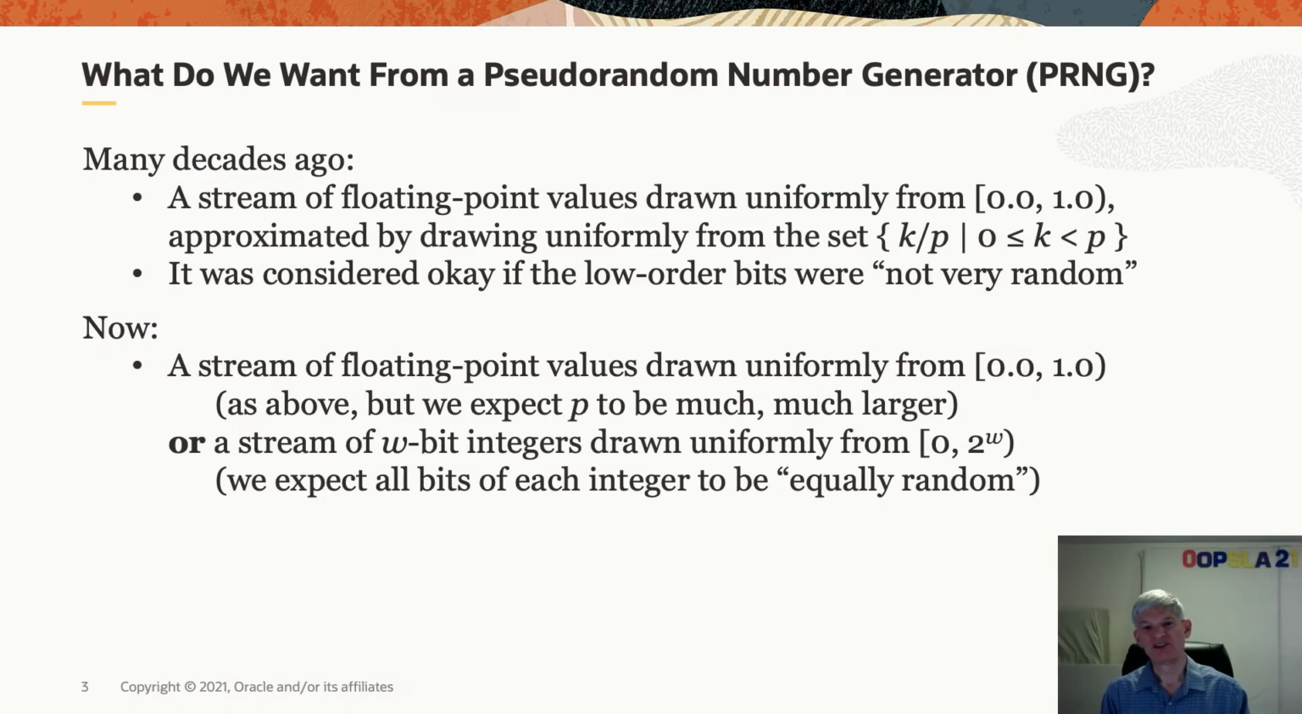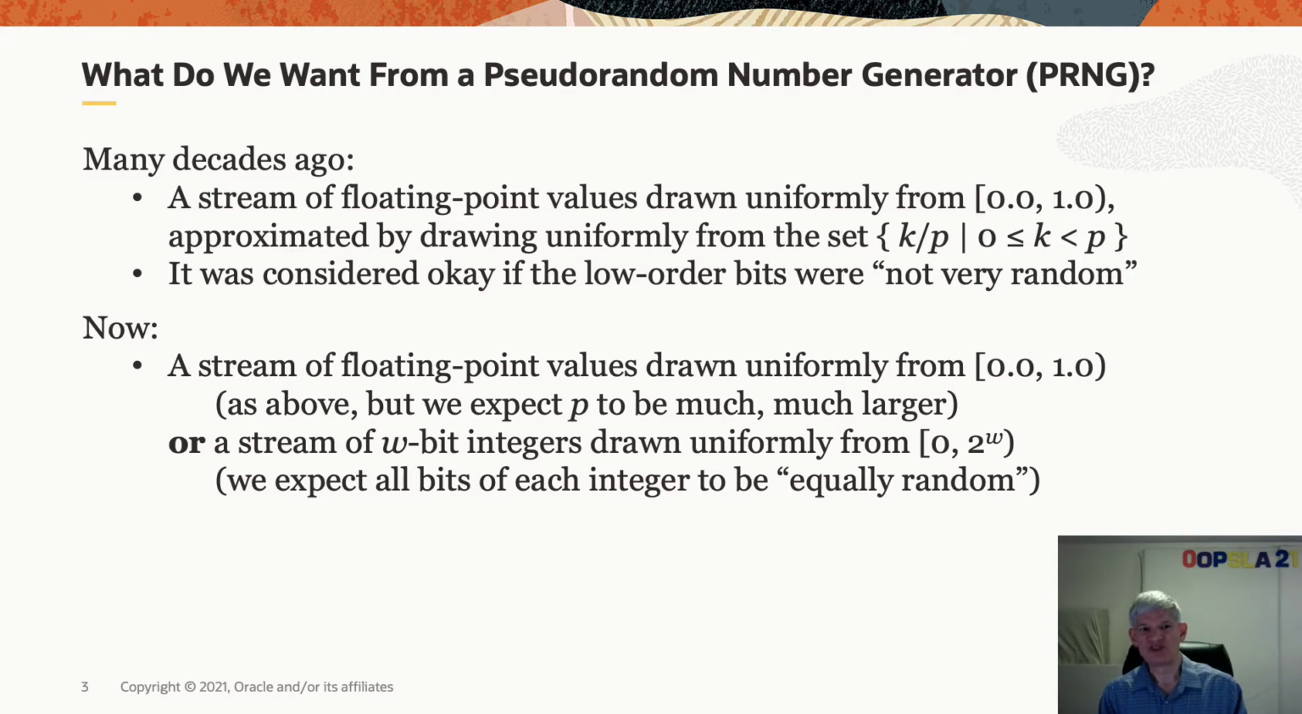Pseudorandom number generators have been around for about 7 decades now. Back in the 1960s, what we typically wanted was a stream of floating point values drawn uniformly from the range 0 to 1. And this is approximated by drawing uniformly from a set of specific values. You would generate an integer between 0 and p, and then divide by p. And it was considered okay if the low order bits were not very random because they would end up in the low order part of the floating point significand.